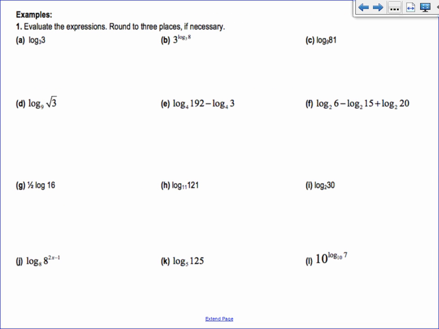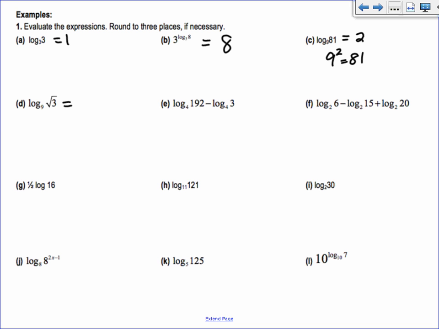All right, here we go. We're going to try not to use our calculator on a lot of these, but when you need to use your calculator, you'll know. It's usually a change of base one. Okay, so this first one, I have log base 3 of 3. What is that? 1. What's this next one? 8, right? 3 to the log base 3 cancels. 2, because 9 to the second equals 81, right? So this is 2.